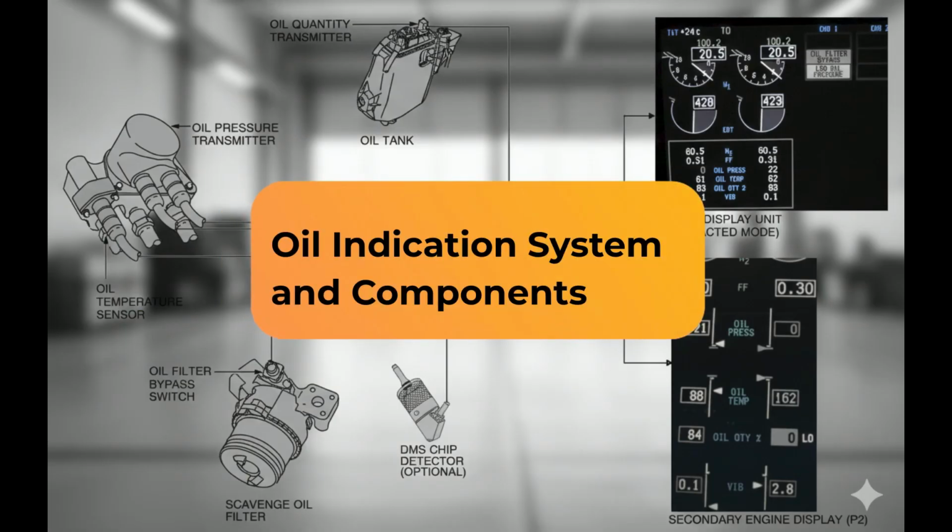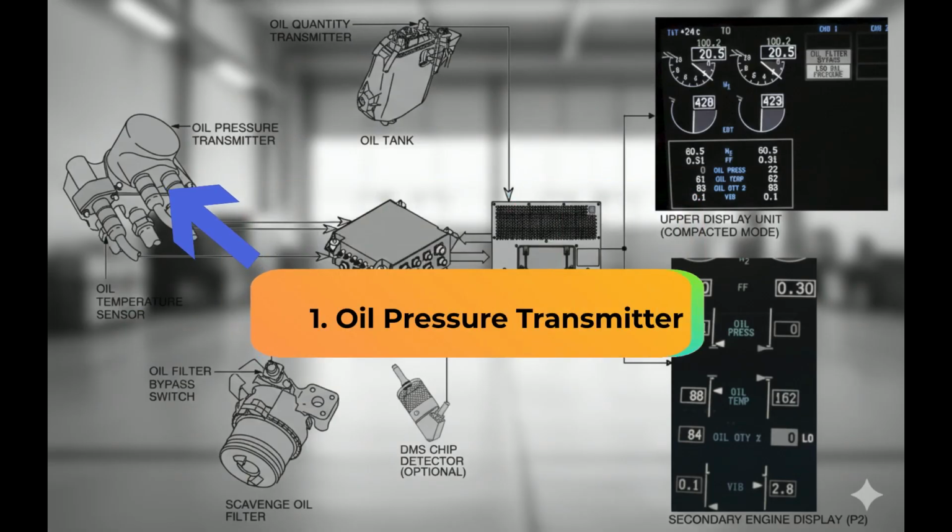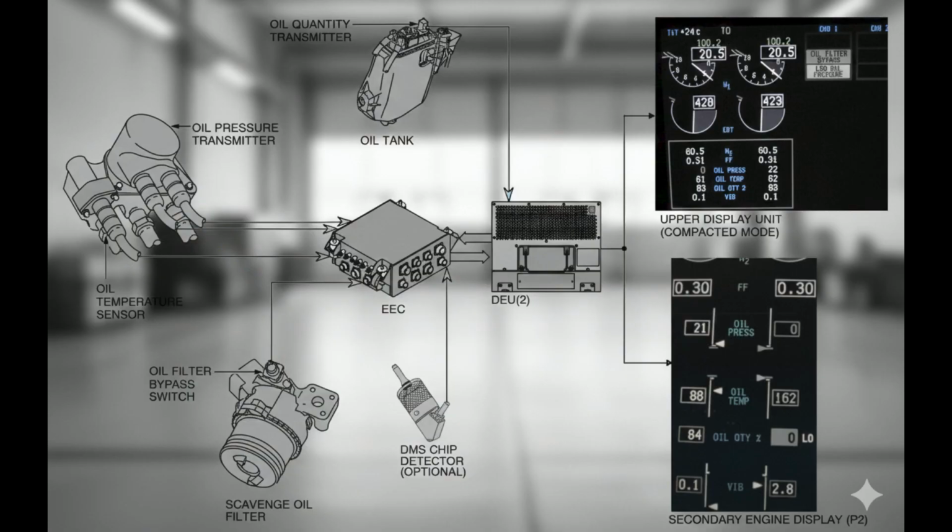Oil indication system and components. 1. Oil pressure transmitter. The oil pressure transmitter is a primary component of the oil pressure indication system. It facilitates the display of engine oil pressure data on the display units. The transmitter sends pressure data to the electronic display units via the electronic engine control.